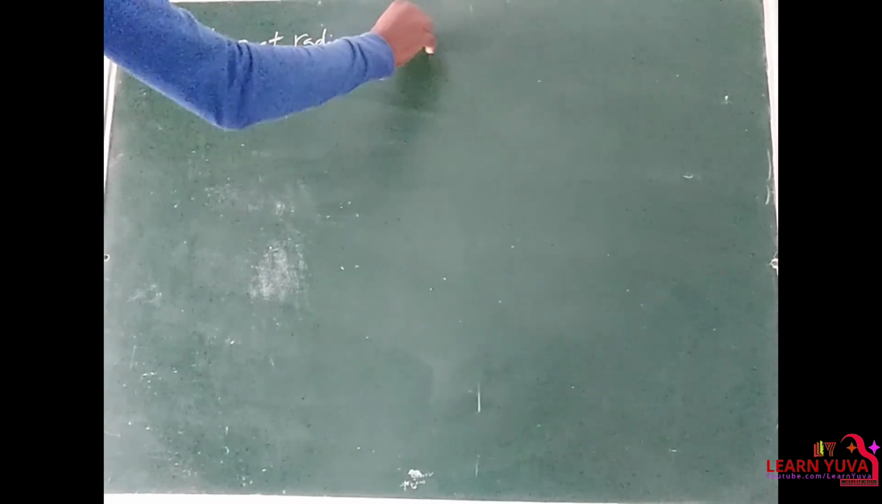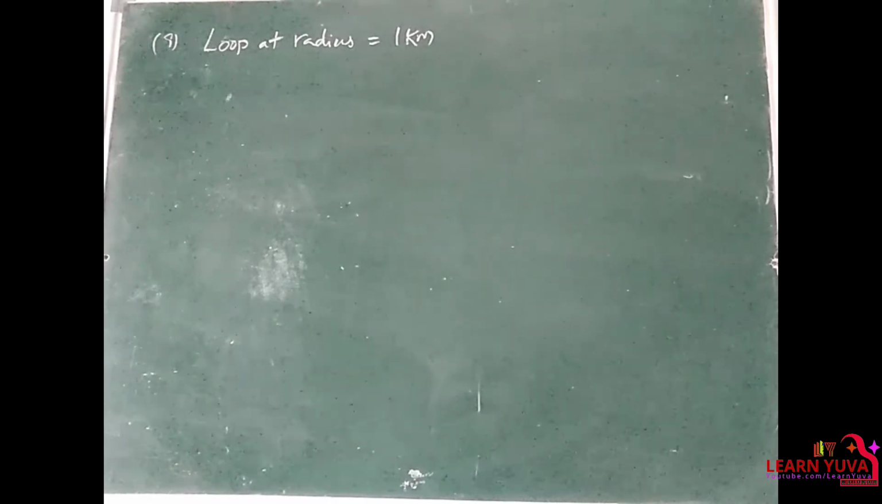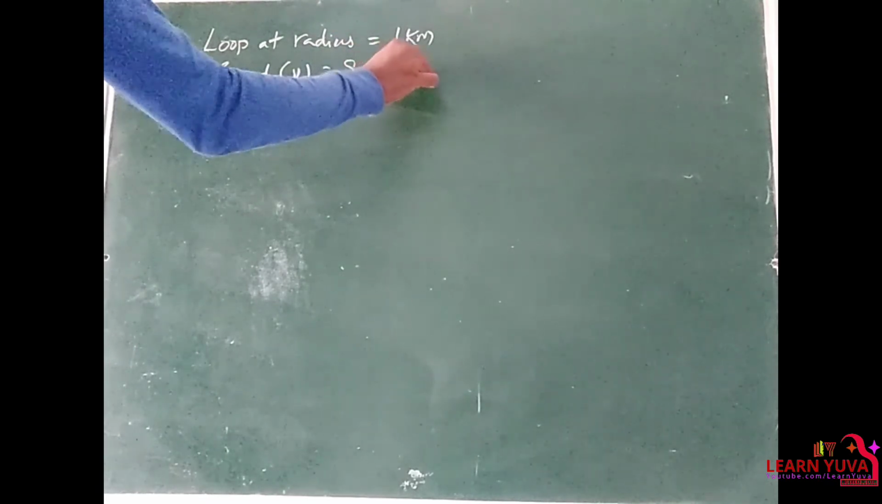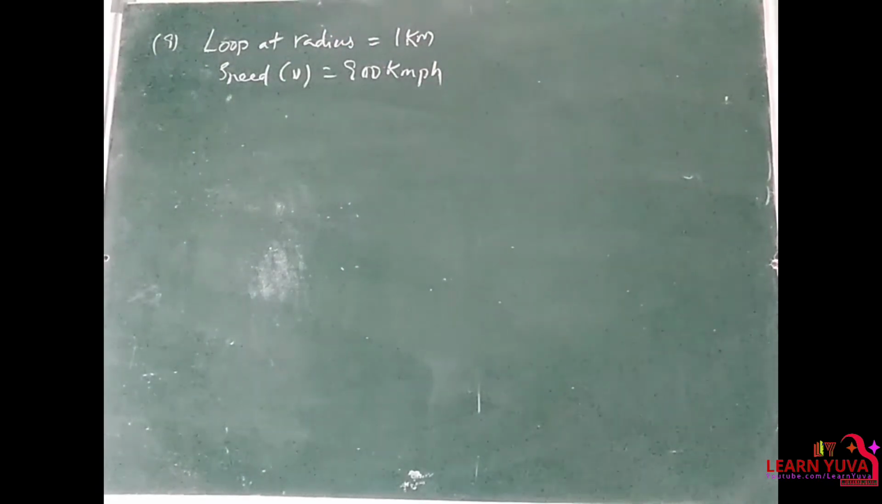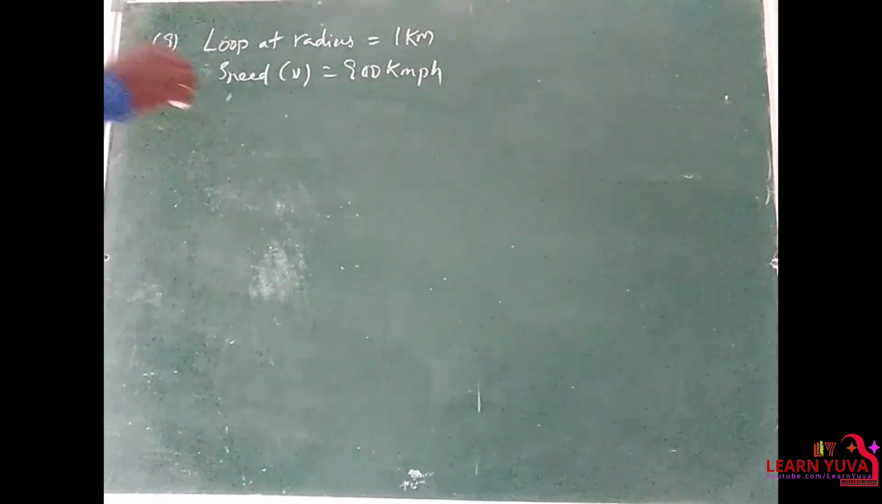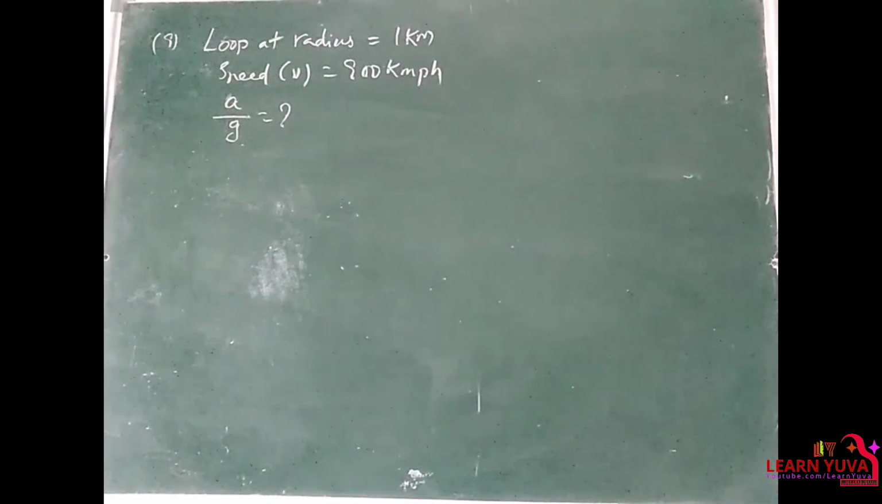An aircraft executes a horizontal loop at radius 1 kilometer, with a steady speed of 900 kilometers per hour. Compare its centripetal acceleration with the acceleration due to gravity. So centripetal acceleration by acceleration due to gravity is equal to how much? This is what we have to calculate, right?